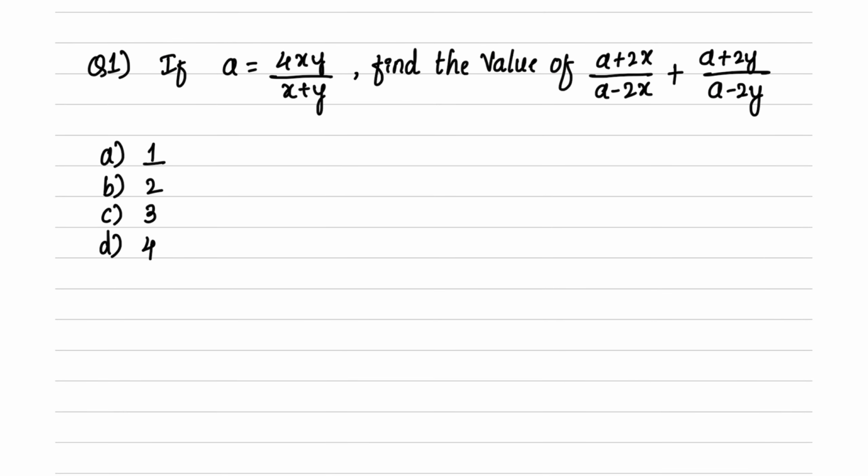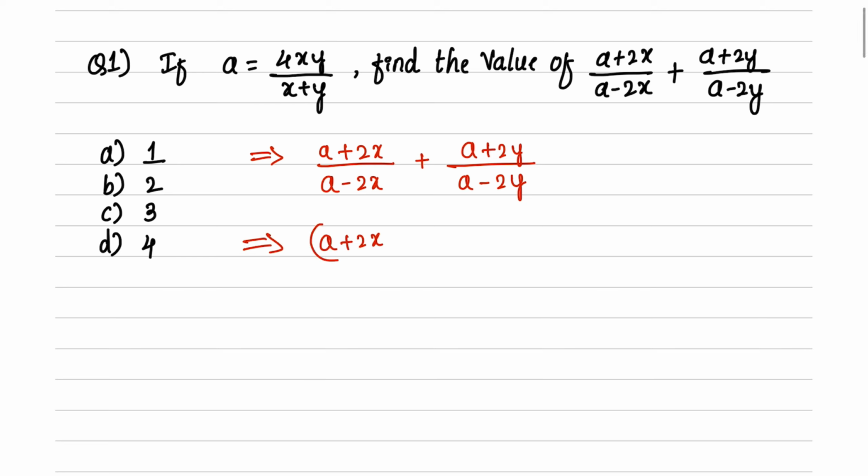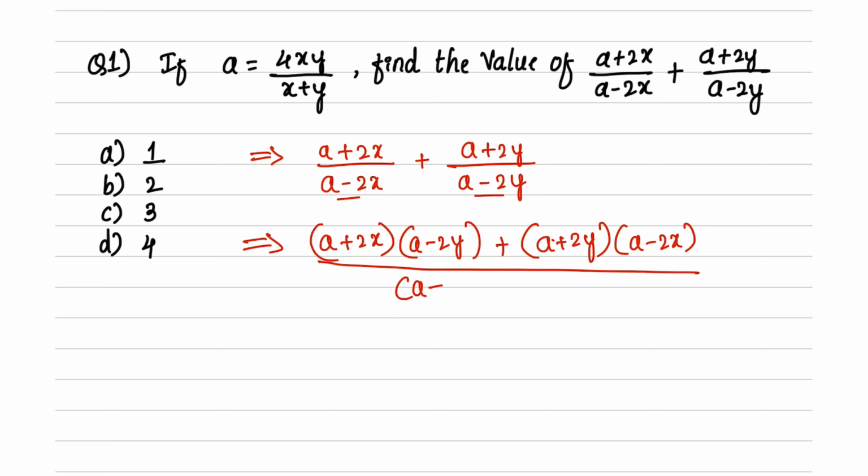If a equal to 4xy by x plus y, find the value of this one. So first let me take this equation: a plus 2x by a minus 2x plus a plus 2y by a minus 2y. So here we can take LCM. It will be a plus 2x into a minus 2y plus a plus 2y into a minus 2x, divided by a minus 2x into a minus 2y.